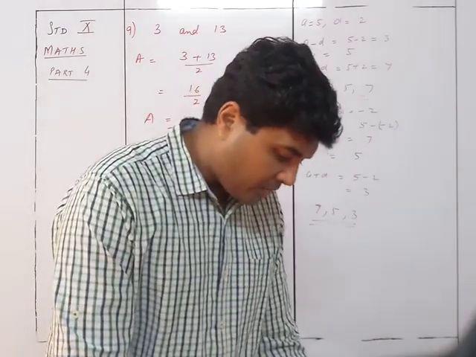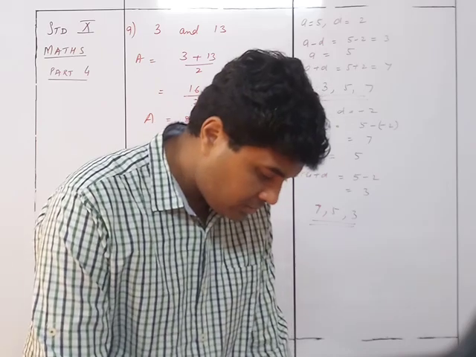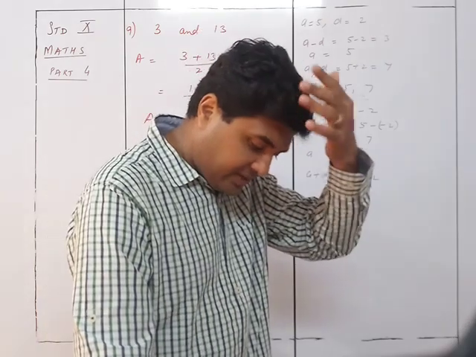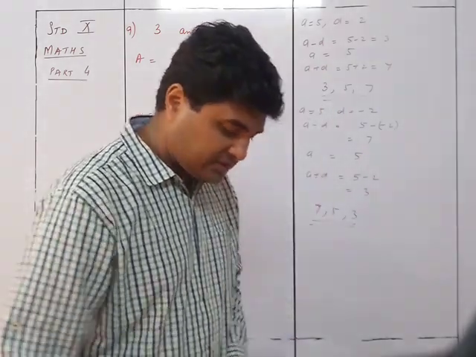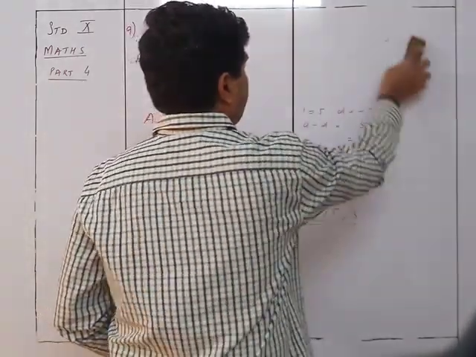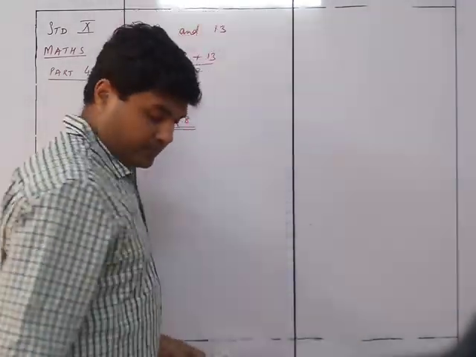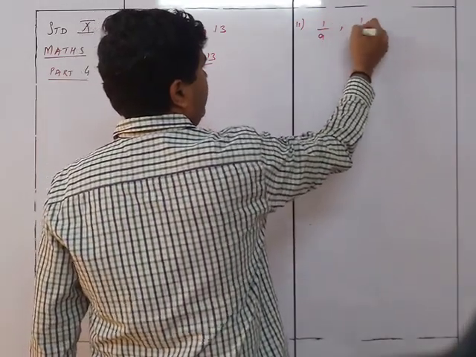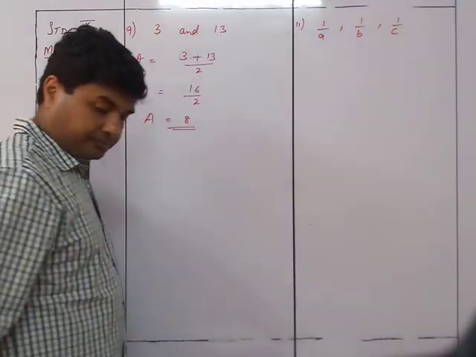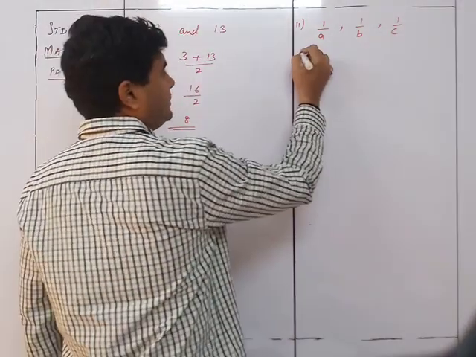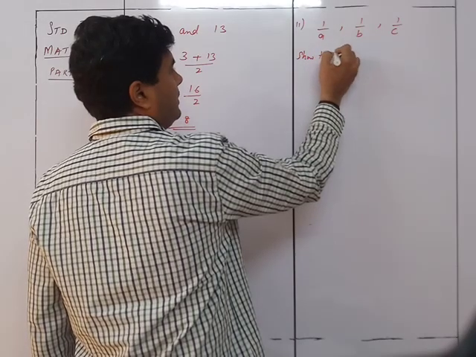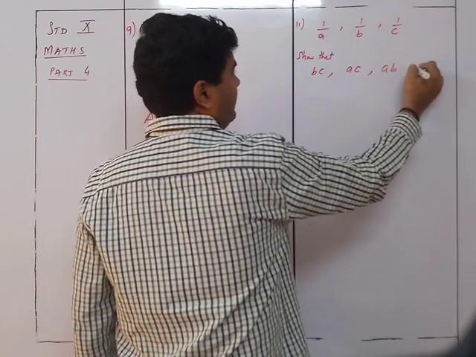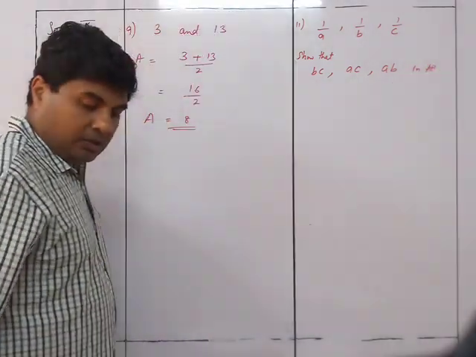1 upon A, 1 upon B, 1 upon C are in AP. Show that BC, CA and AB are in AP. So it's a simple thing again. It's a proof sum. So we are given that the AP is 1 upon A, 1 upon B and 1 upon C. And we need to show that BC, AC and AB are in AP. Okay? So it's a simple thing.